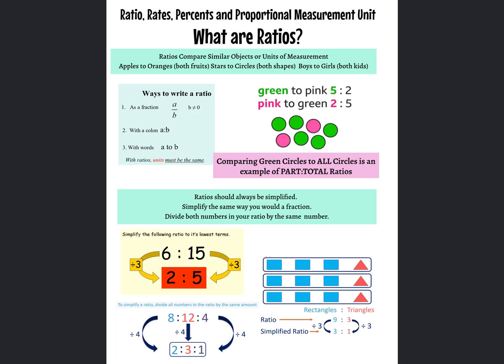This is your introduction to ratios. When you're talking about ratios, it's basically just a fancy way in math of saying that you are trying to compare items that are somewhat similar. Okay, so if I wanted to compare apples and oranges, I could count how many apples, I could count how many oranges, and then I could say that they're similar because they're both fruits, right?